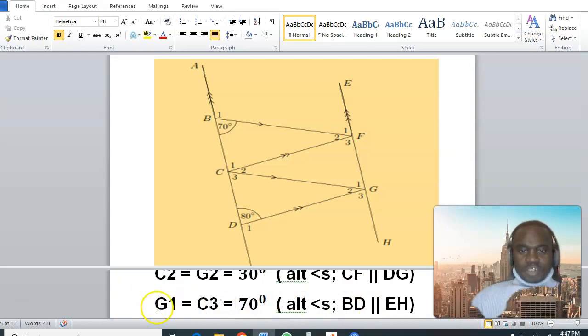Then G1 is equal to C3. That is also alternate angle. G1 is equal to C3 because EH is parallel to AD. In other words, BD is parallel to EH. So alternate angle. And we already know that C3 is equal to 70. So it means G1 is also equal to 70.